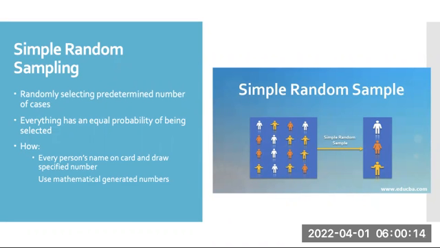Simple random sampling is the most well-known type of probability sample, and it entails randomly selecting a predetermined number of cases from the sampling frame or population. So for example, if we wanted to select a 25% sample or 25 people from a sampling frame of 100, we could write each person's name on an individual card and then randomly select 25 cards from a container.